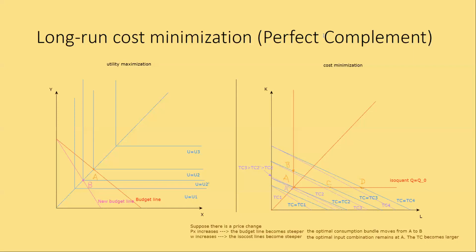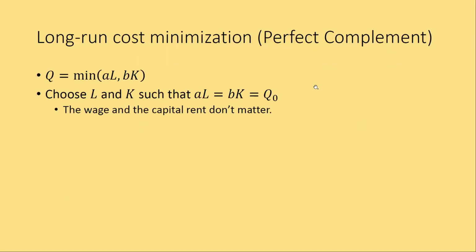All right, I think I covered everything I want to say in this. So here, if the firm has a perfectly complementary production function, the firm will always choose labor and capital such that AL equals BK equals Q0. And this doesn't depend on W and R, which is what we concluded from the previous slide.